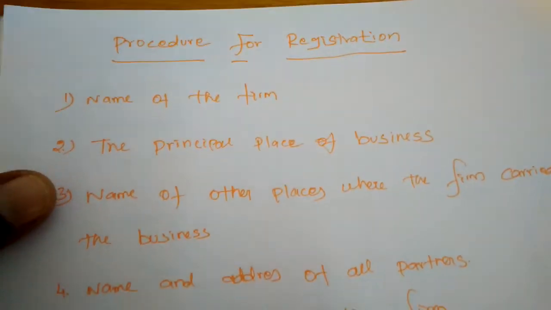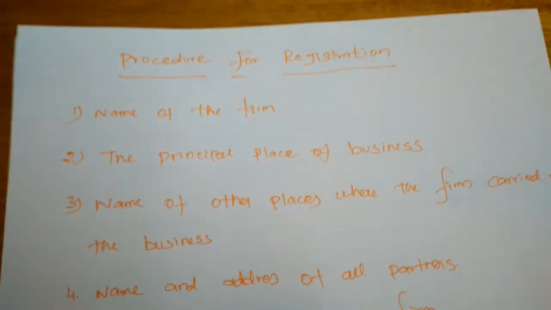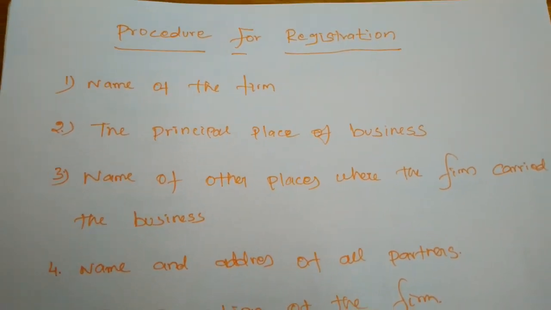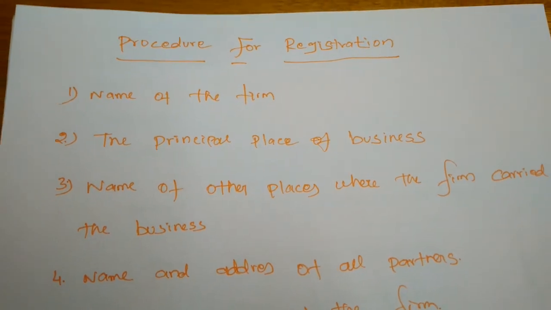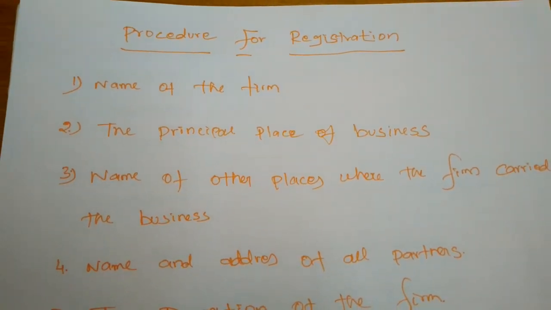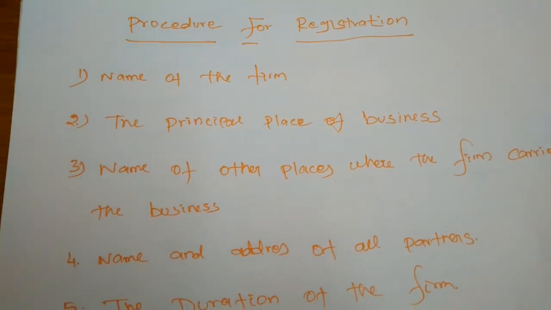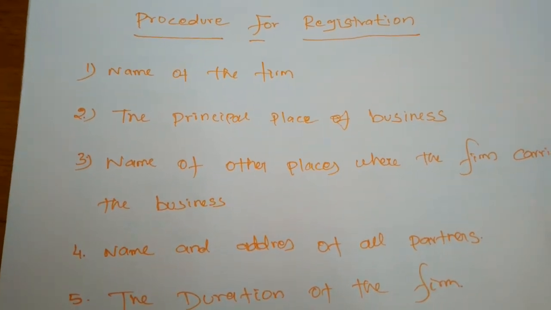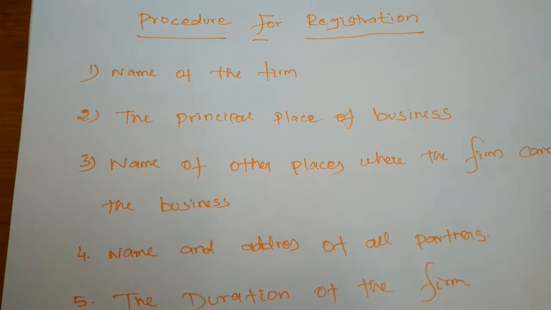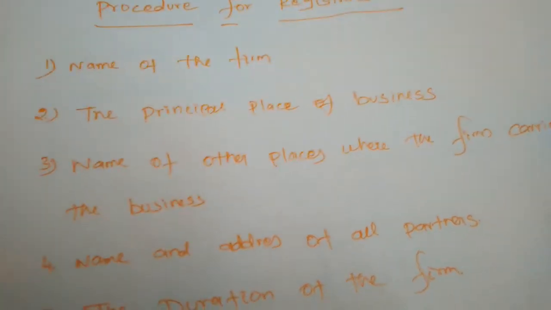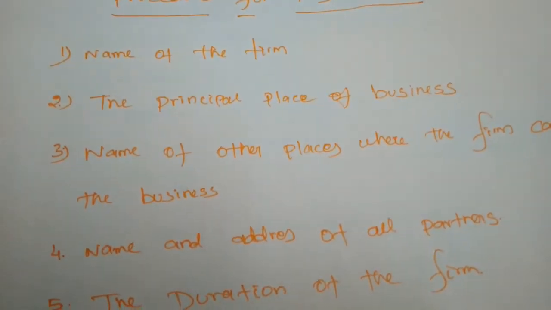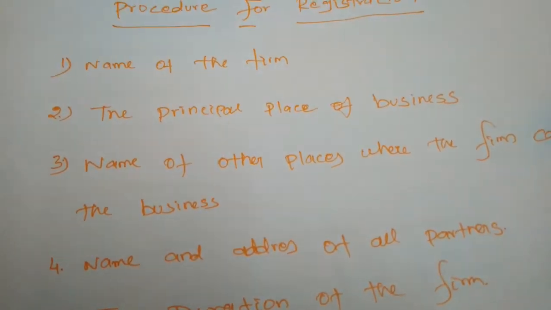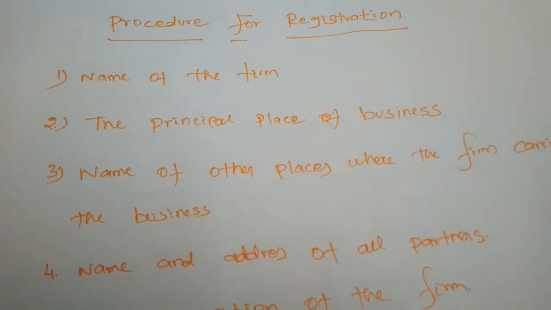Okay, next topic is procedure for registration. If you want to register a business organization or a partnership organization, there are some procedures. On the basis of these procedures, we can register our partnership organization. Some statements should be prepared in the agreement or the registration agreement. First one is the name of the firm. In this registration form, we must mention the name of the firm. Even if there are many partners, we must put one specified name. The specified name must be mentioned in the registration form.